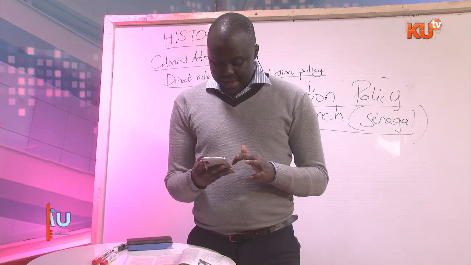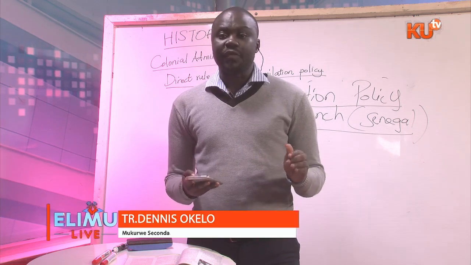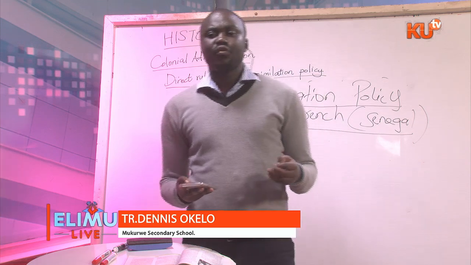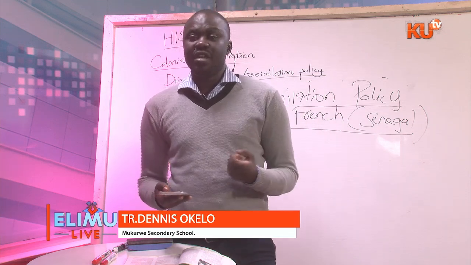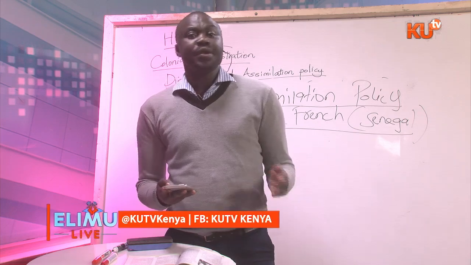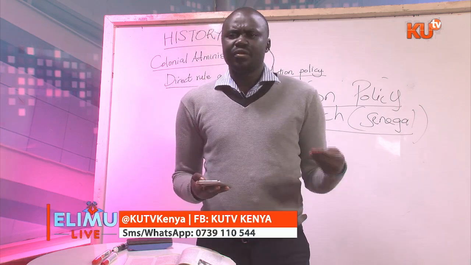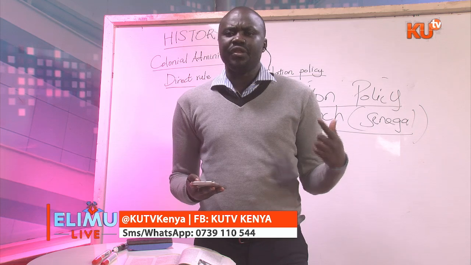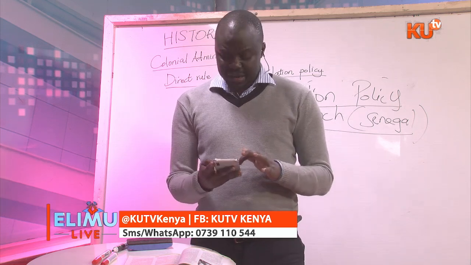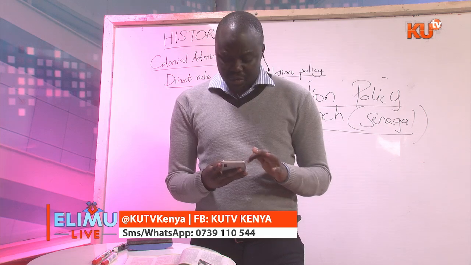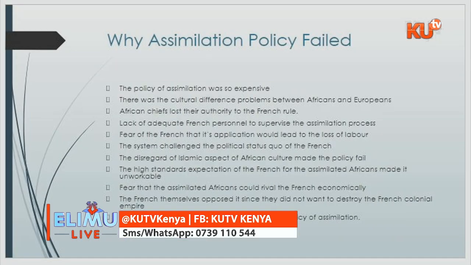Then again, the system challenged the political status quo of France, meaning the French were staring at a possibility where maybe an African could even become their president. Why? Because the Senegalese who had been assimilated even had voting rights. So it was challenging the status quo of the French. Again, it disregarded the Islamic aspect of African culture, which made the policy fail.